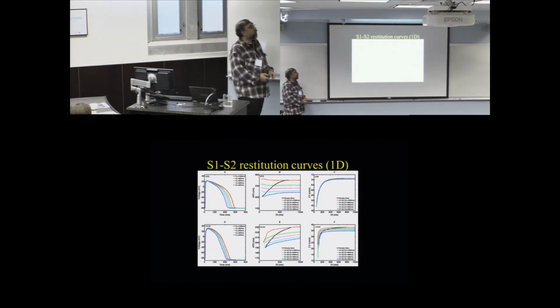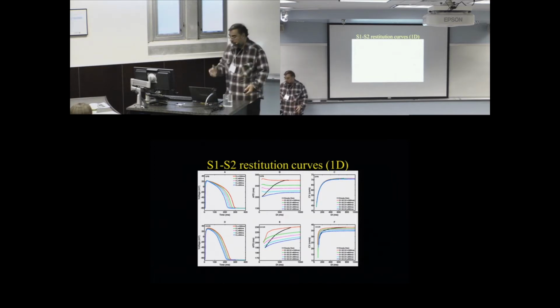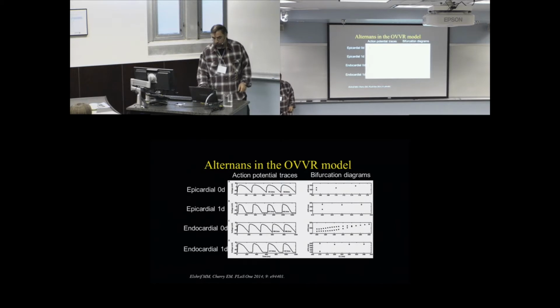This is S1, S2 restitution curves. Again, these are different restitution curves for different models. Some have more memory than others. This model has very little memory. This model has a little bit more memory. Flat restitutions versus a little bit steeper. We can quantify them more, but it's just showing you the little differences among them.